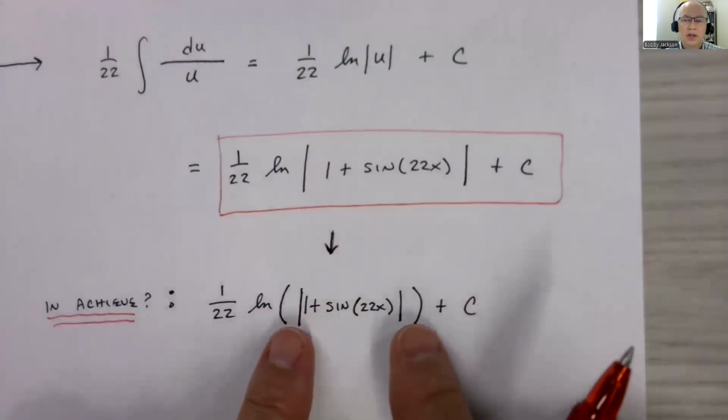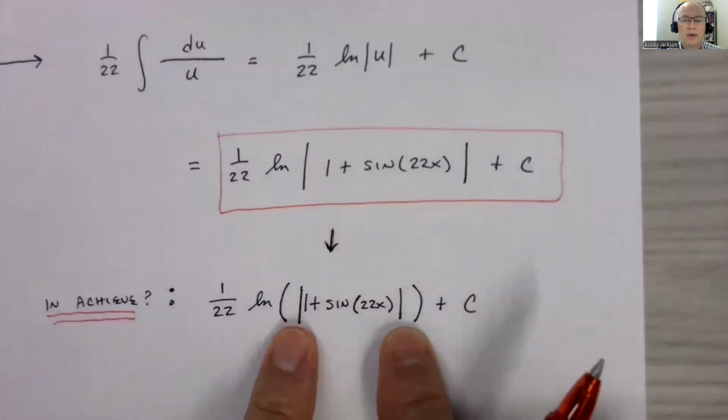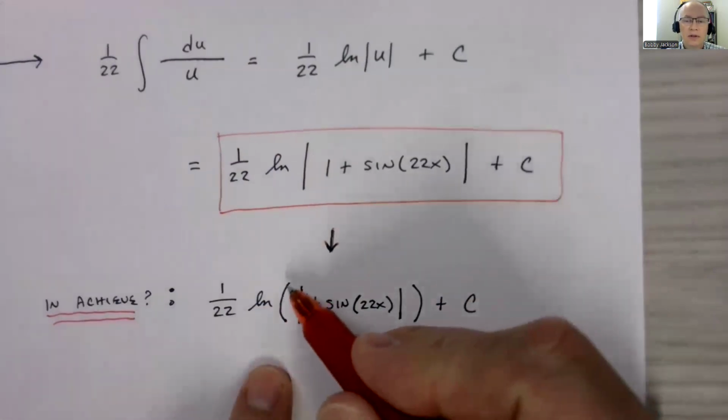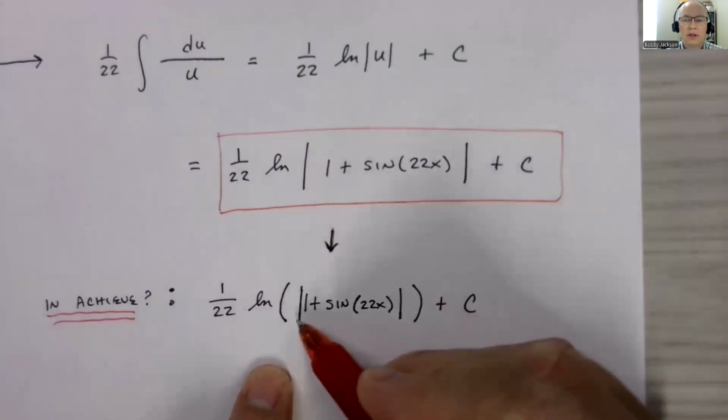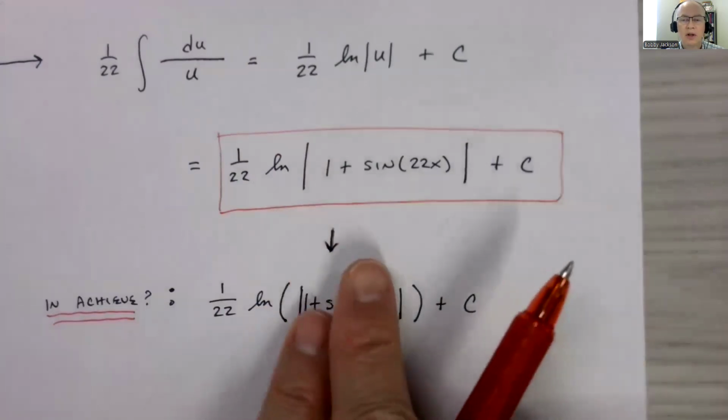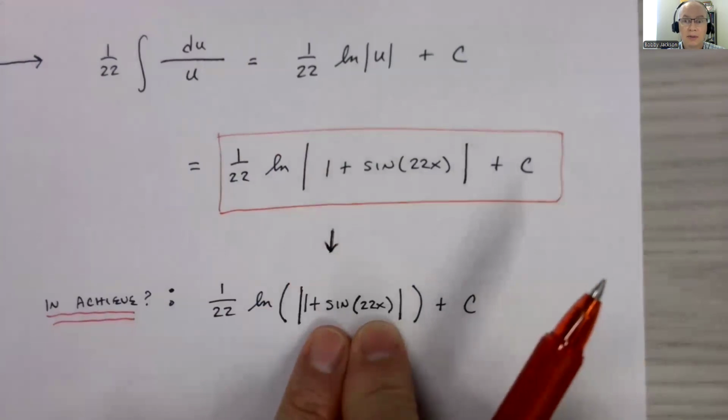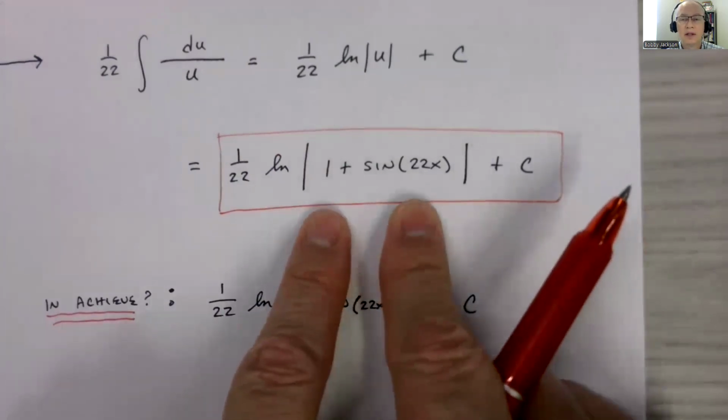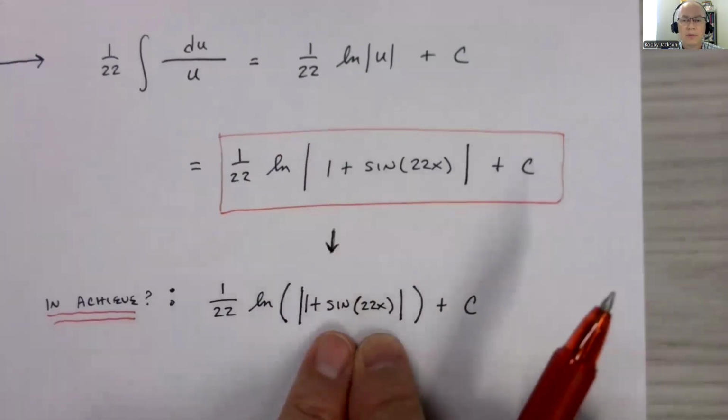But I looked in Achieve. This is what they had. They have open parentheses for what's inside the natural log function, and then they have the absolute value bars. I'm fine on a test with writing it this way, but I think this may be the way you need to write it in Achieve.